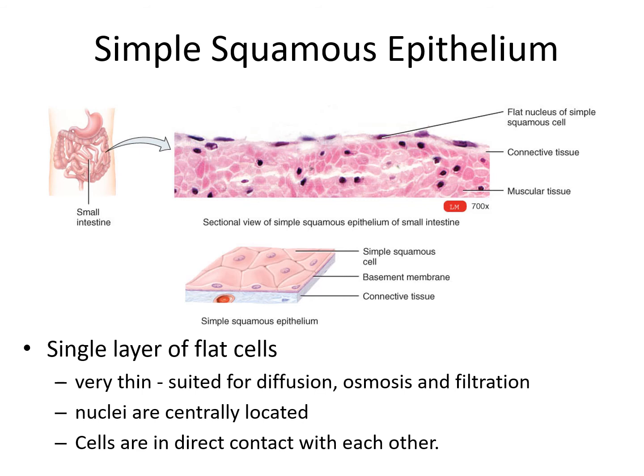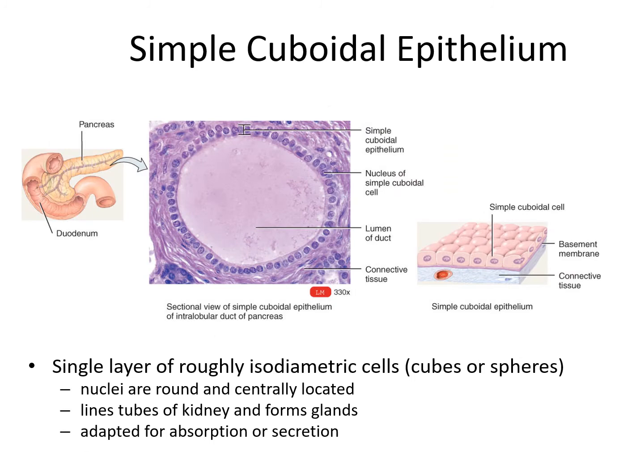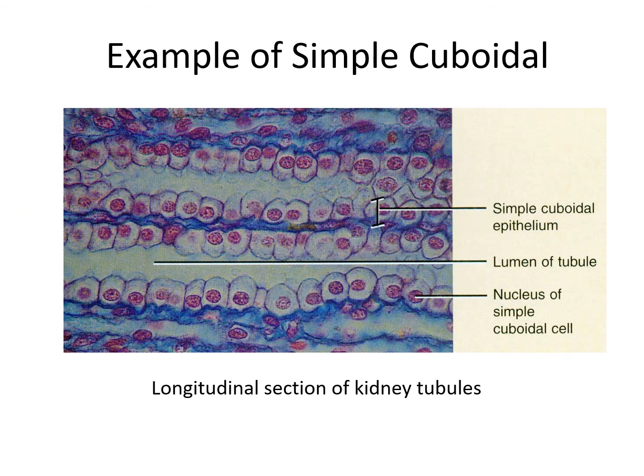Here we've got simple cuboidal epithelium, so the cells are roughly the same size in every dimension, width, length, and height. They're rough cubes or spheres, and you can see that we have a nucleus in each of them that is quite prominent and quite easy to see. It's right in the middle of these cells. These cells tend to be adapted for absorption and secretion, and the best example we have, probably in our slides in the lab, is from the kidney, but this is a nice sample here that's showing you part of the pancreatic duct.